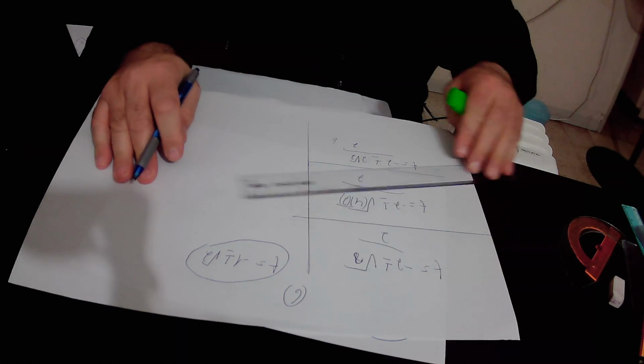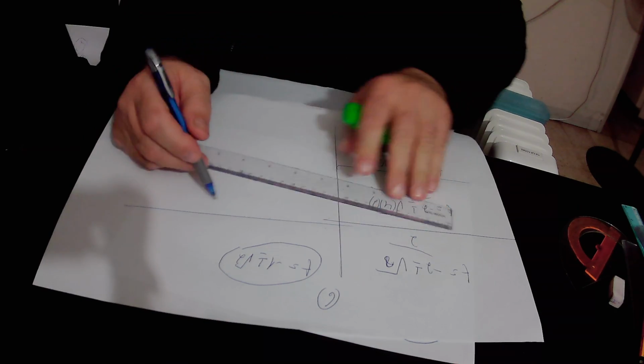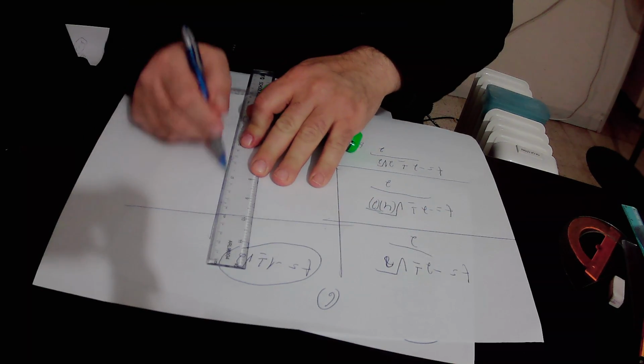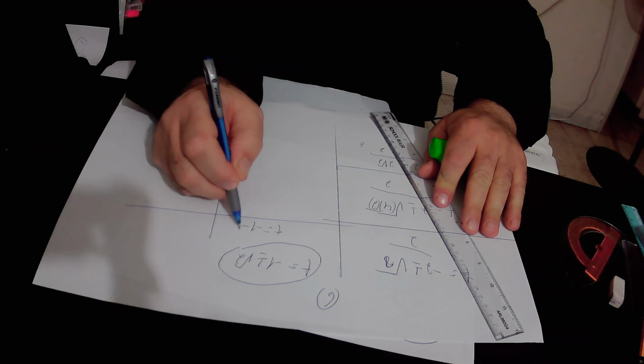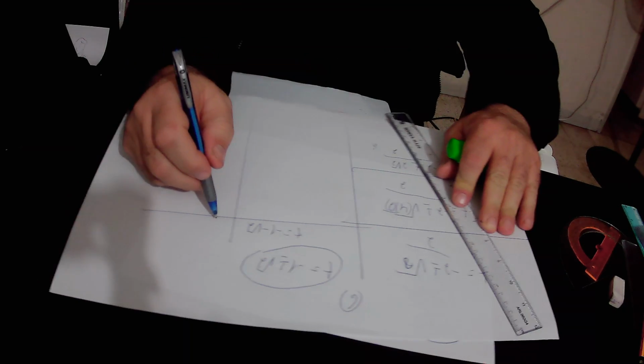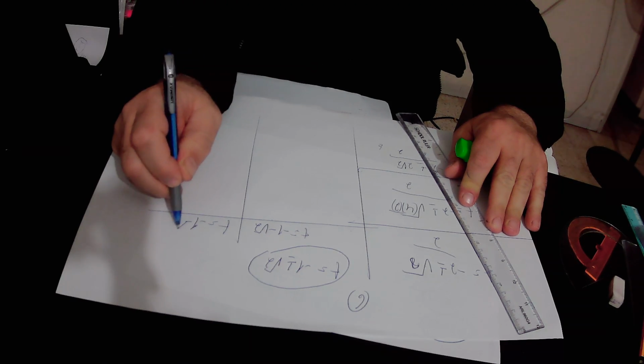So here we have two solutions that are possible for t. The first solution for t is that t equals minus 1 minus root of 2. And the second solution for t is that t equals minus 1 plus root of 2.